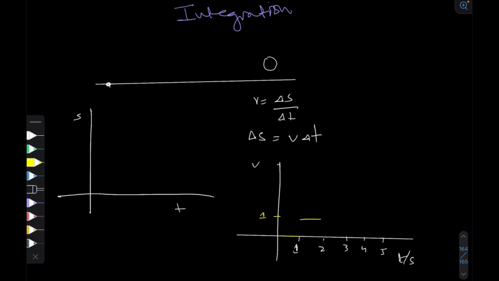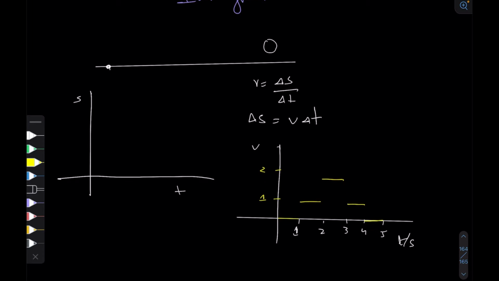And from 2 to 3, it gives you a value 2. Put a line there. From 3 to 4, it's back to 1 as it is slowing down. And from 4 to 5, it's 0 as it has come to rest.